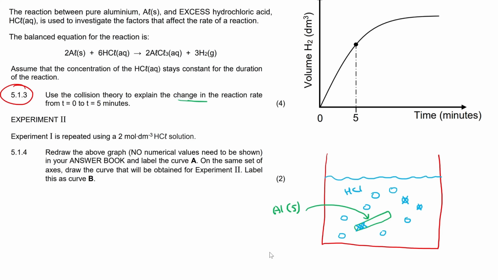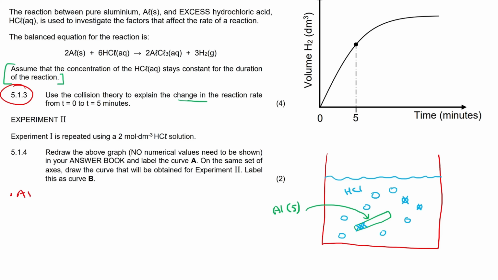But they don't want us to explain this question from the perspective of the HCl, because over here they said, assume that the concentration of HCl remains constant. So they said assume that the amount of HCl doesn't change, which obviously it does, but they want us more to focus in on what's actually happening with the aluminium.